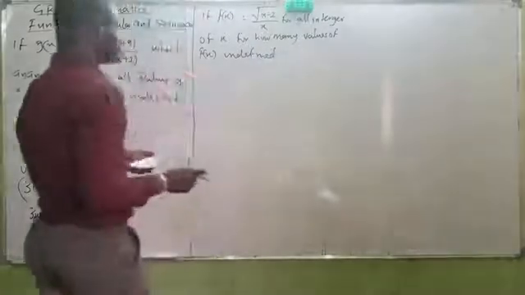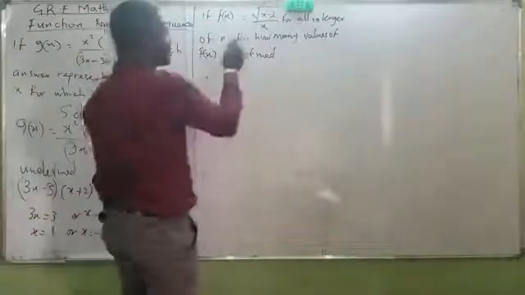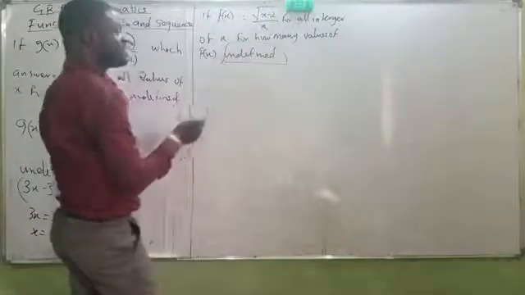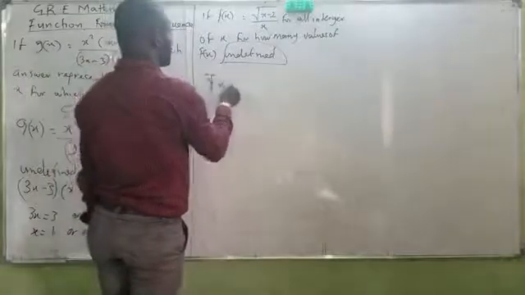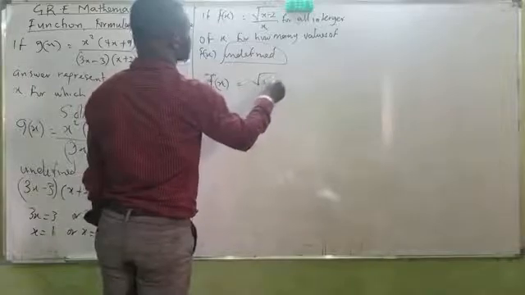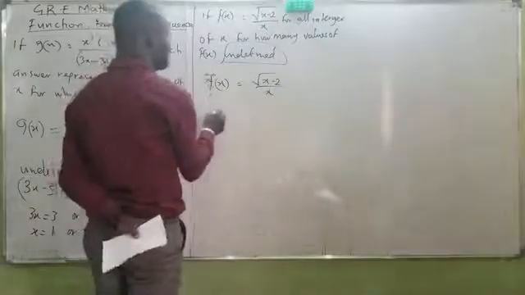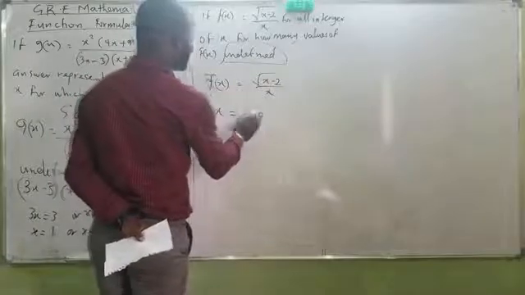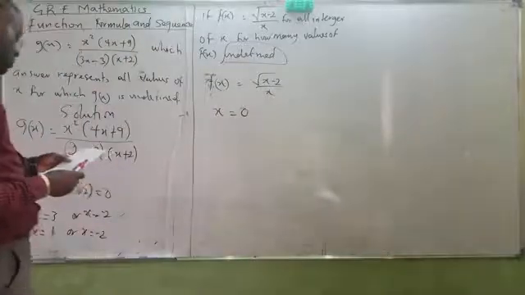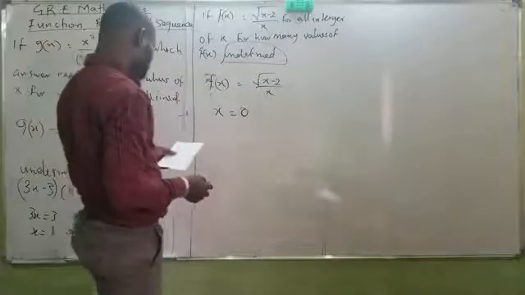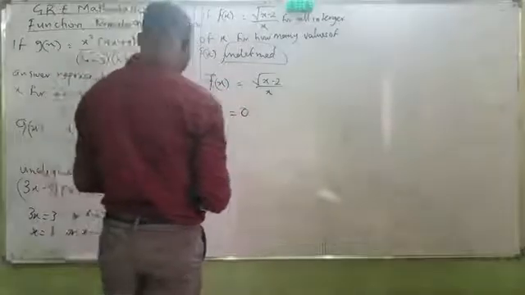Now, what I just need to do is that I don't need to stress myself. Listen to me very well. Since you see the word undefined, what you just need to do: I know that my f of x equals root of x minus 2 divided by x. For this to be undefined, it means the denominator is 0. My x equals 0. That's all what I need to have.